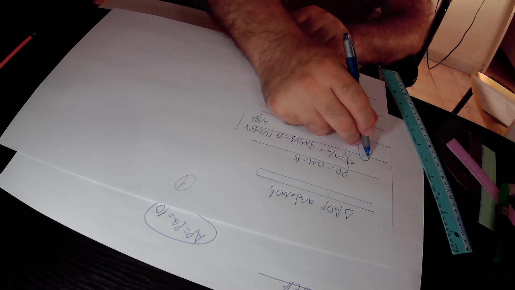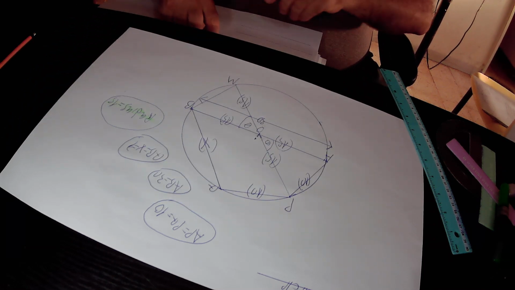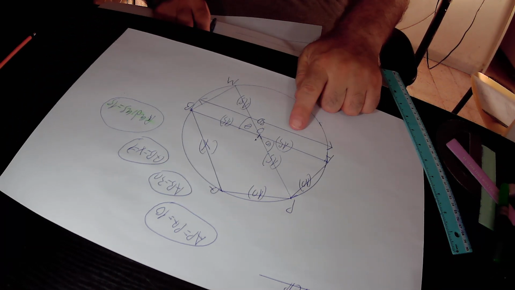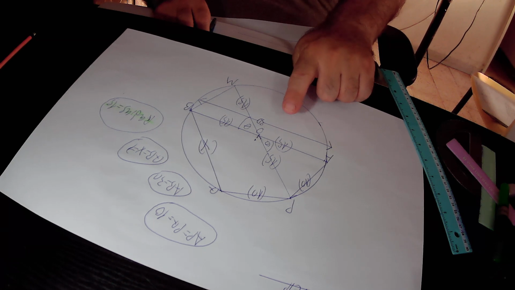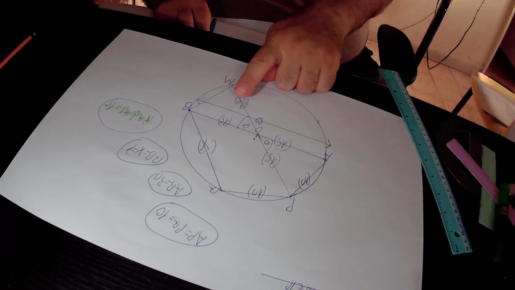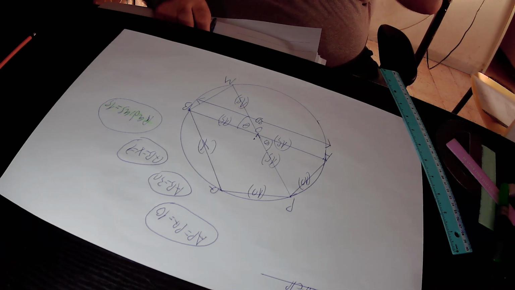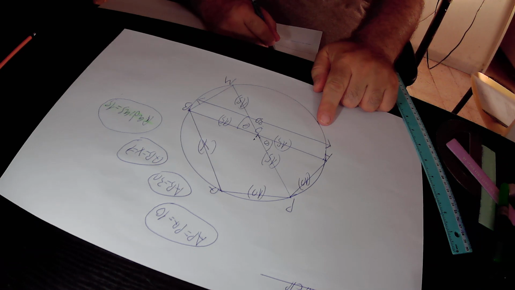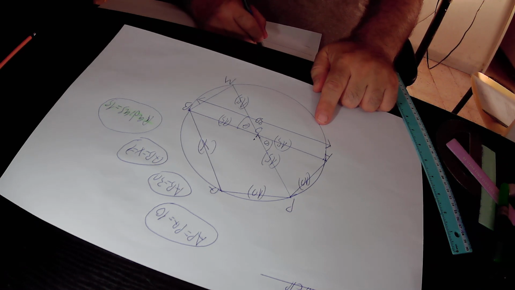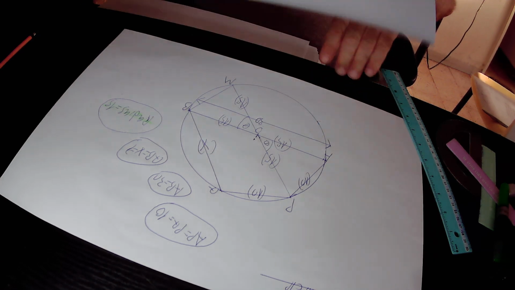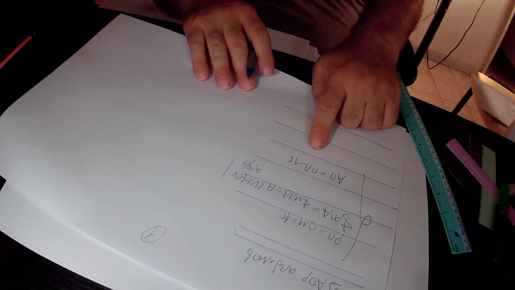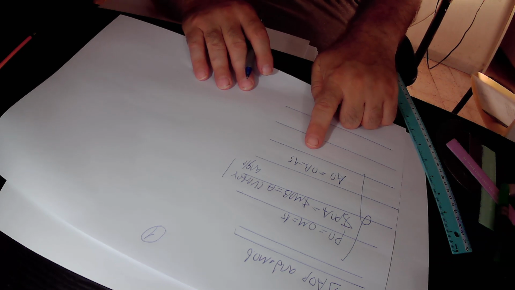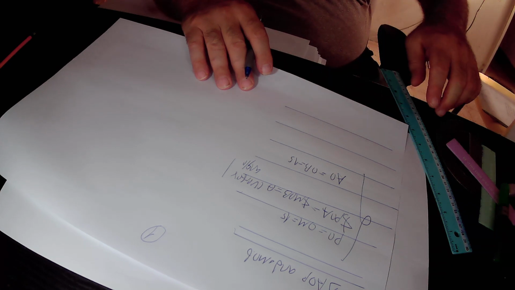And finally, side AO of triangle AOP is equal to side OB of triangle OMB. They are both radii of the circle and therefore they are equal to each other. So AO equals OB. Repeat again. Side AO of triangle AOP is equal to side OB of triangle MOB. They are both radii of the circle, equal to 15 units. Therefore they are equal to each other.